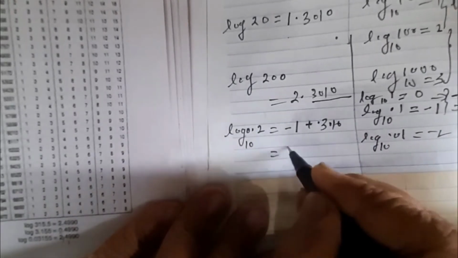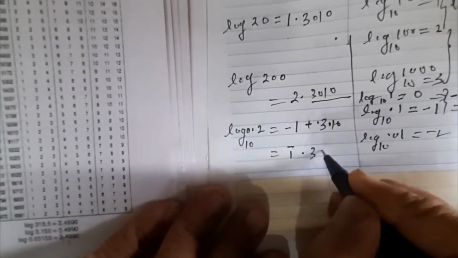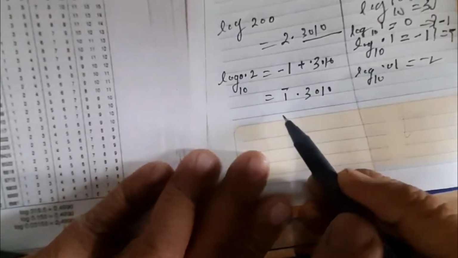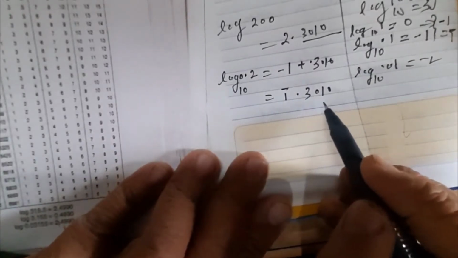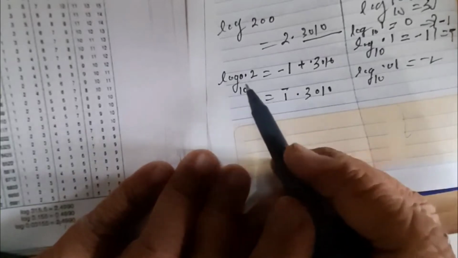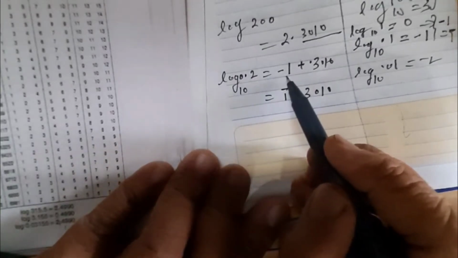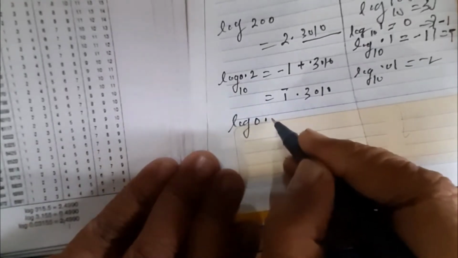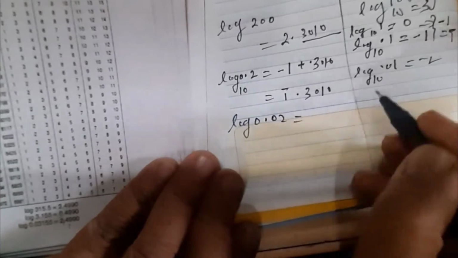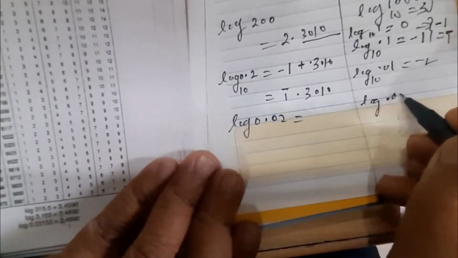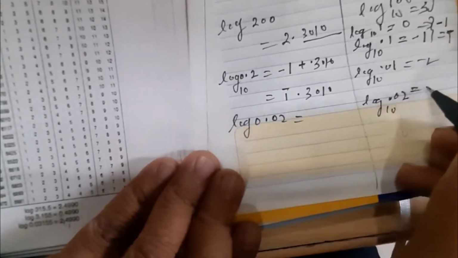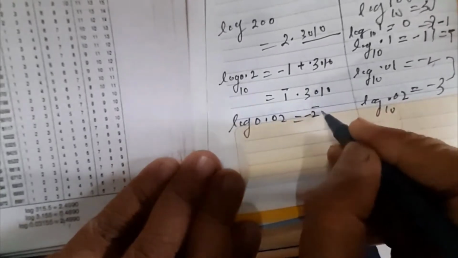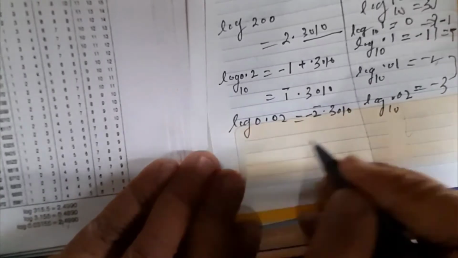We already said that the characteristic can be negative or positive, but the mantissa is never negative. In this way, for 0.2 the characteristic is minus 1. Similarly, we can take 0.02. This value lies between 0.01 and 0.1, so the characteristic is 2 bar, and the mantissa is 3010.